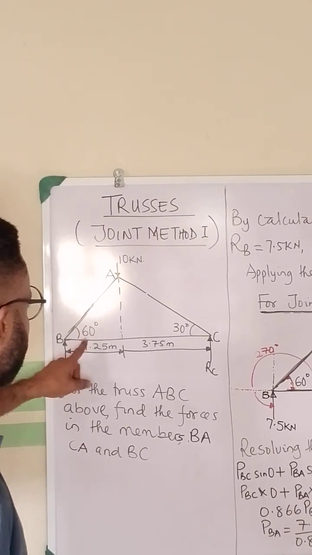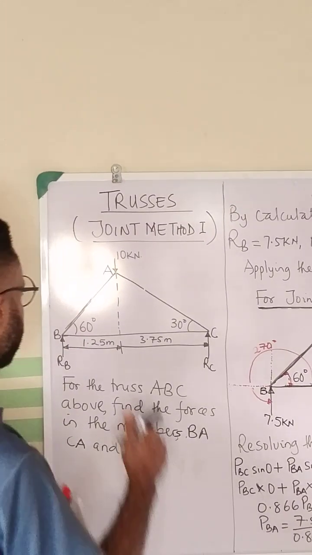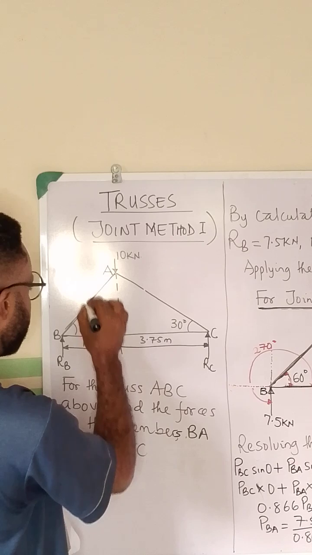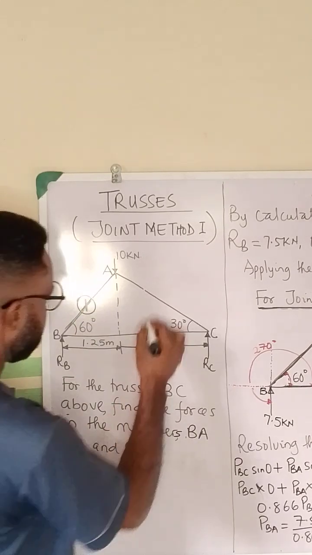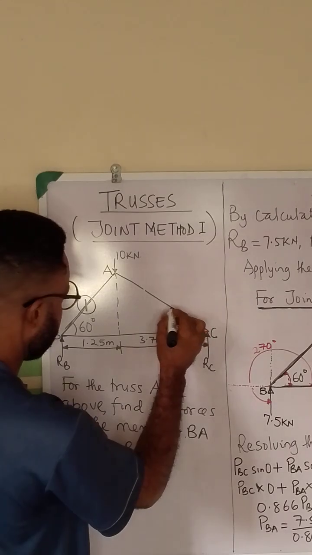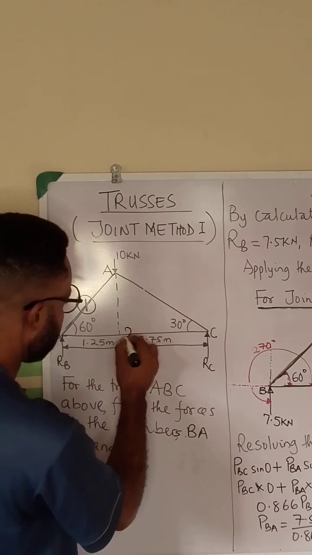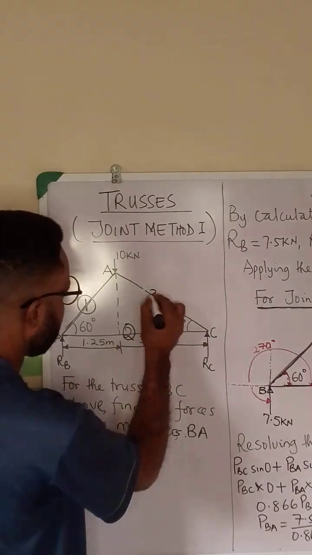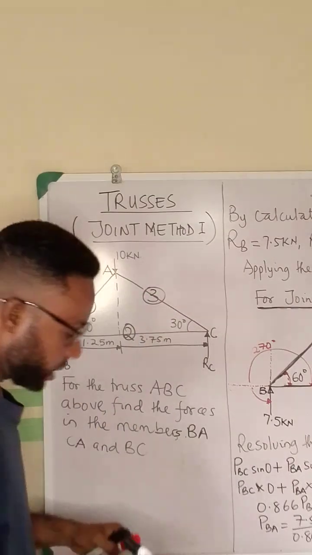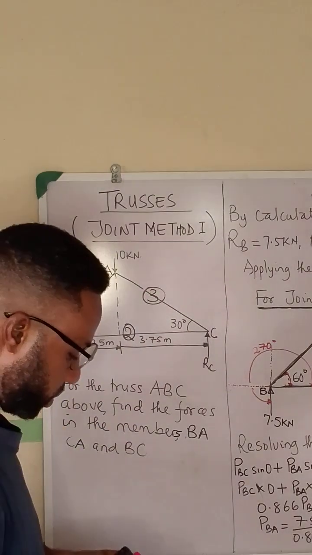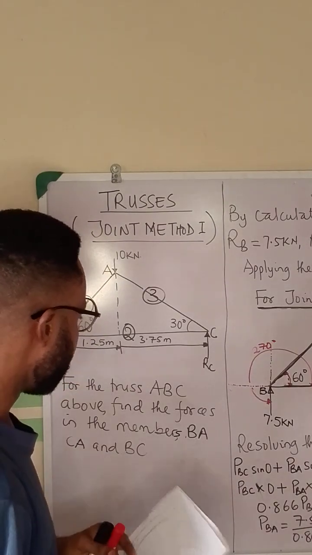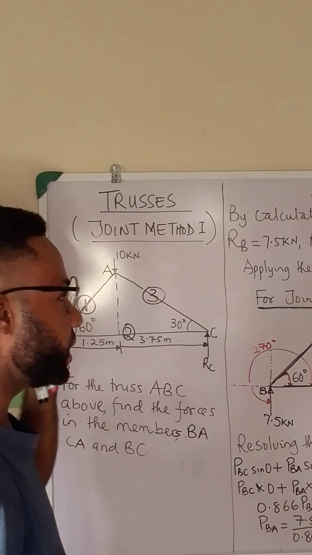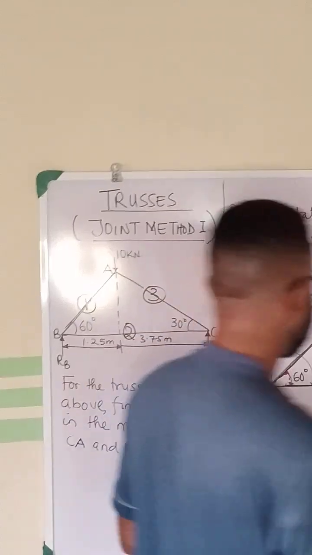At this point, let's name these members. We can call this member 1, we can call this member 2, we can call this member 3. Of course, you also know how to find the member forces if it is a perfect frame. I've done a video on that.